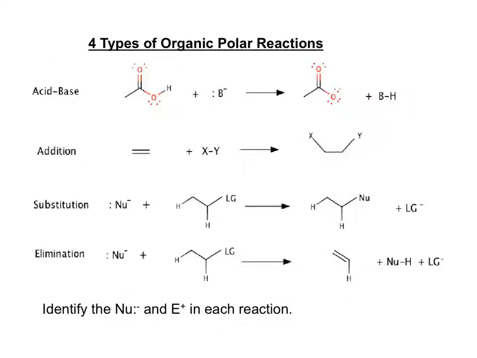This picture shows the 4 types of organic polar reactions. We will want to identify the nucleophile and electrophile in each reaction. For example, in the acid-base reaction, the nucleophile is the base and the electrophile is the acid. We will identify the nucleophile and electrophile in the other reaction types later.